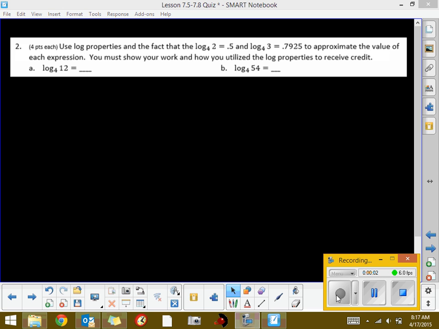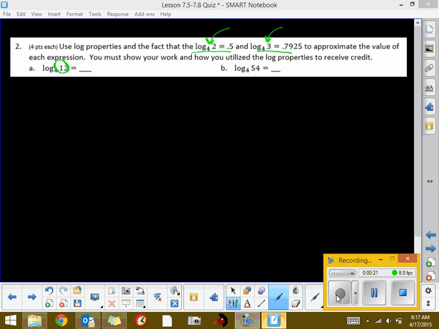In question 2, we're going to use our log properties to break up this anti-log of 12 and 54 into the powers that they gave us. What we know is that the log base 4 of 2 is a half, and the log base 4 of 3 is 0.7925. So really our job or role is to try to break this 12 up into products and powers of 2 and 3.